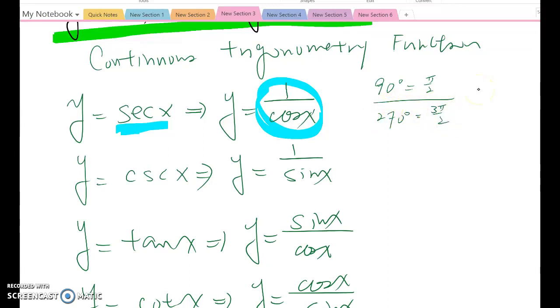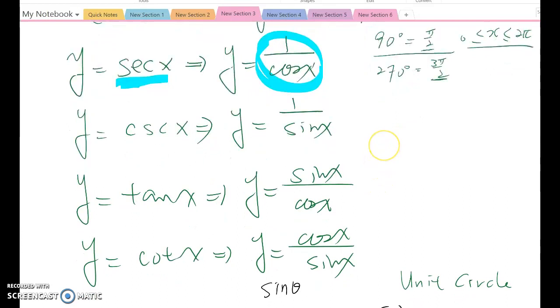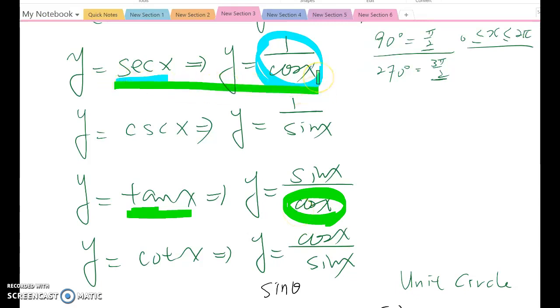So if we limit the domain so x is between 0 and 2 pi, then in the cosine case, pi over 2 and 3 pi over 2 are the vertical asymptote values here. And now tangent also has cosine in the denominator, therefore it has very similar behavior compared to secant x here.